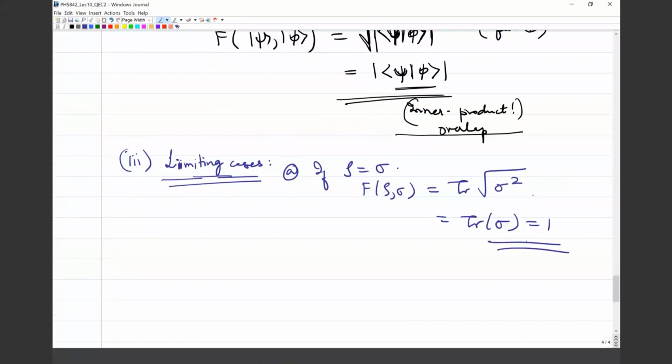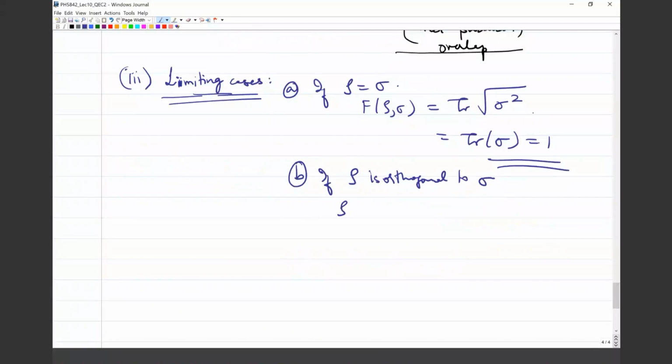Correct? So if rho and sigma are the same, the fidelity is 1. Perfect. Makes perfect sense, right? Now, if rho is orthogonal to sigma, then what happens?